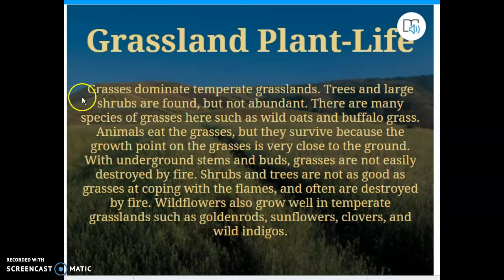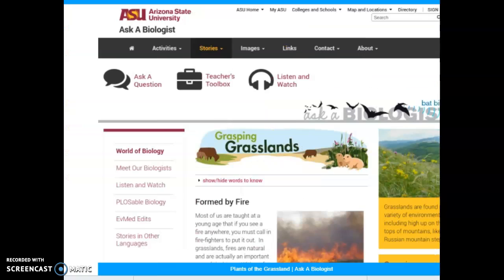Every slide, grasses dominate the grasslands. There are trees, there are shrubs and bushes, but they're not abundant. They're not all over the place. You do not have to know the species of grasses like wild oats and buffalo grass. You do need to know that the animals like the herbivores eat the grass. And again, this other stuff is what we just talked about. Grass has a very low growth point, and so it's able to survive being eaten and if there's a wildfire that moves through.